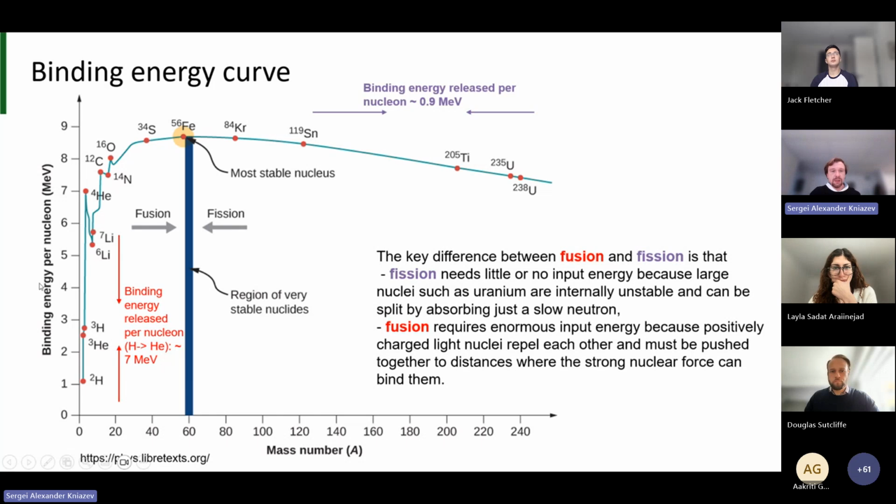So as you see here, for example, the binding energy released per nucleon is far higher in the fusion reaction than in the fission reaction. It's almost 10 times.